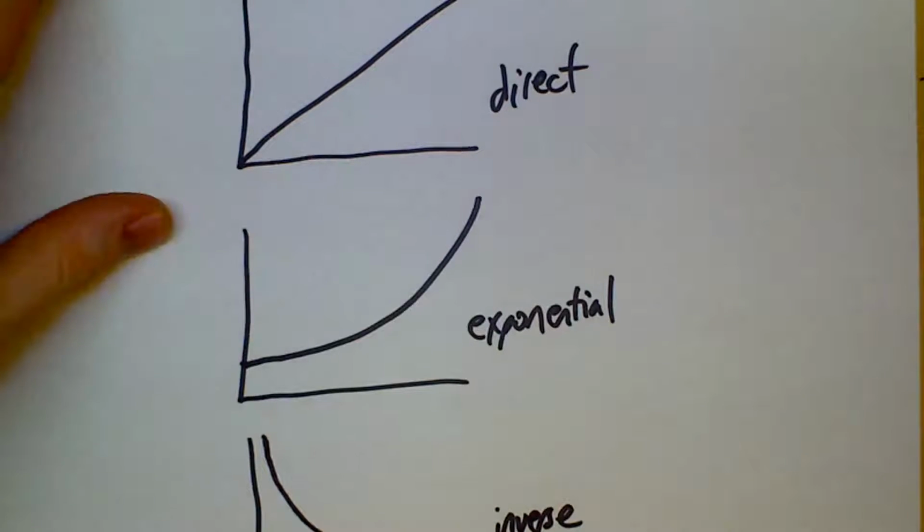Now, because chemistry is a quantitative science, and because scientists communicate with each other using math, you also need to know what these types of relationships look like in their mathematical representations. So don't freak out, okay? It's not scary. I just want you to look at this real quick.